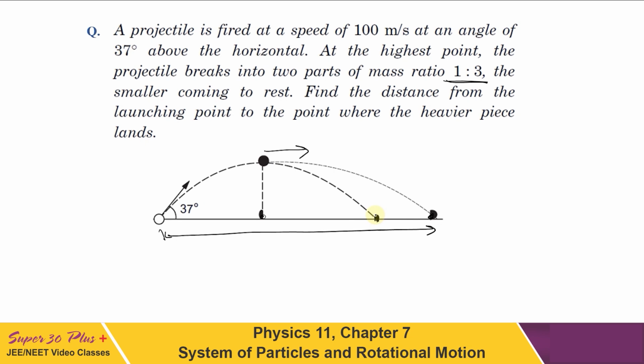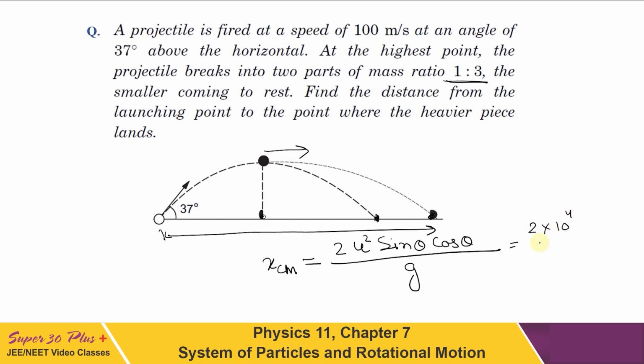The range of the original projectile, as you know, that will be the center of mass, has to be 2u square sin theta cos theta upon g. If I substitute all the values, that will come out to be 2 into 10 to the power 4, theta is given 37 degree, so 3 by 5 into 4 by 5 upon 10. On solving, it will come out to be 960 meter.